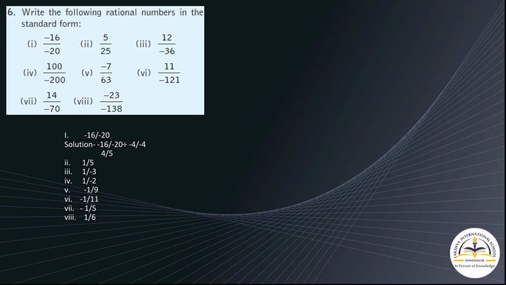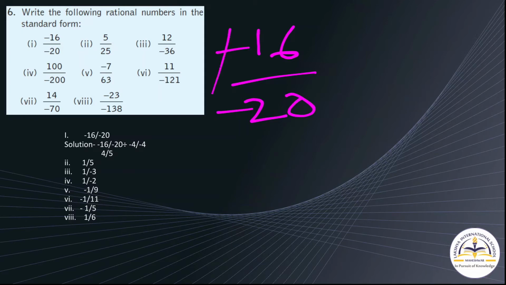Question number 6, write the rational number in standard form. Okay, so how can we write it in standard form? You can see minus 16 by 20. First we will cancel the minus sign. Now you can see 16 by 20. Now we can divide 16 and 20 by the table of 4.